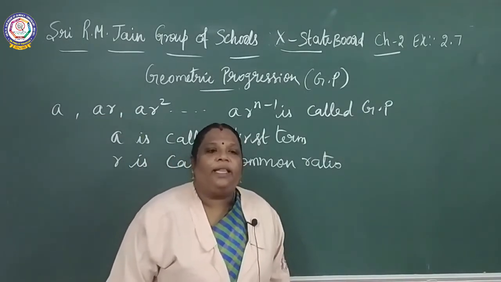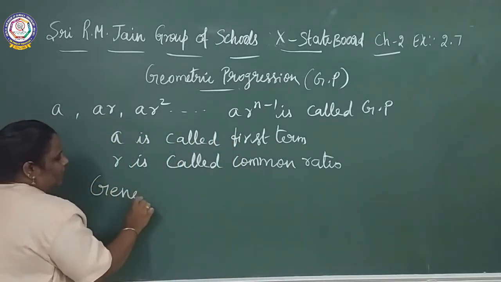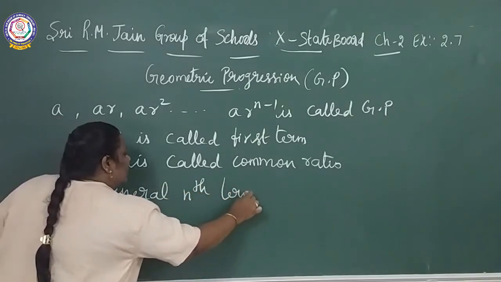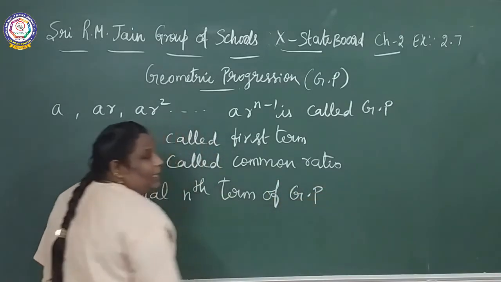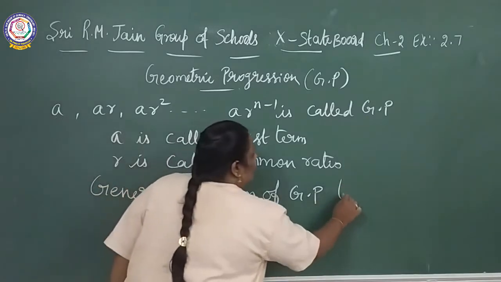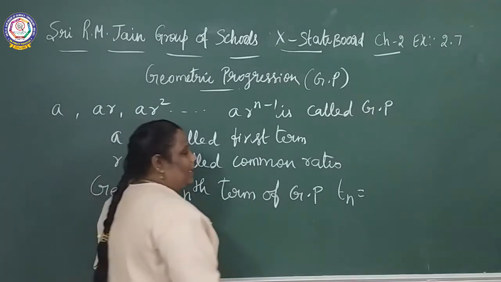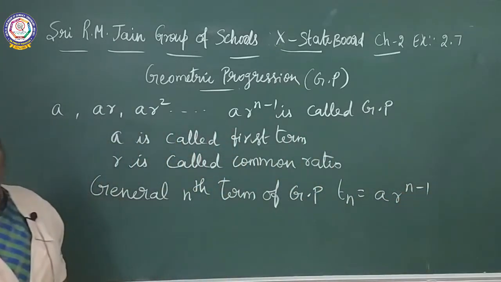The general term, that is the nth term of a GP, geometric progression, is Tn equal to AR power n minus 1.